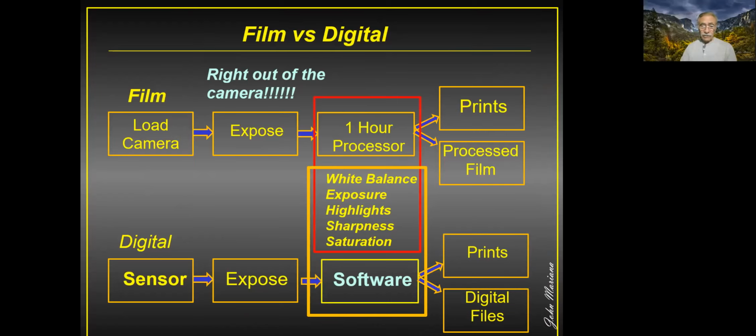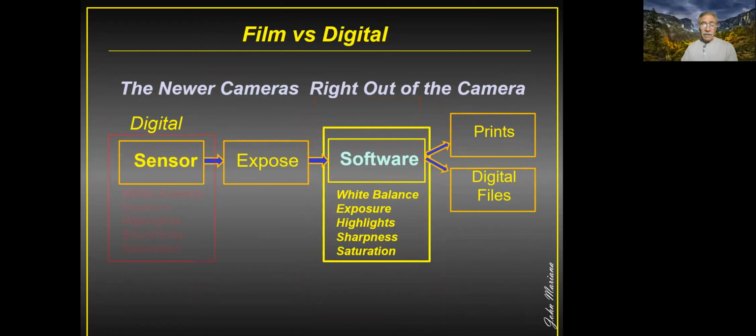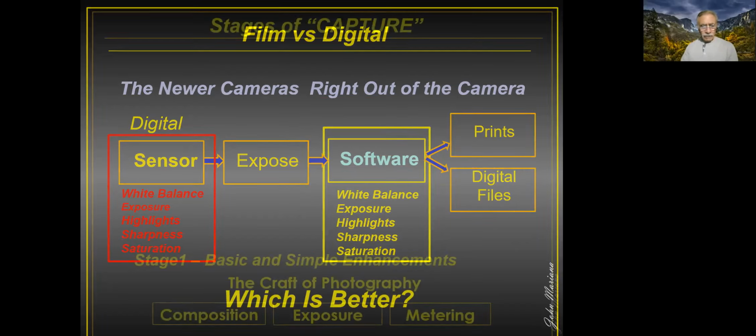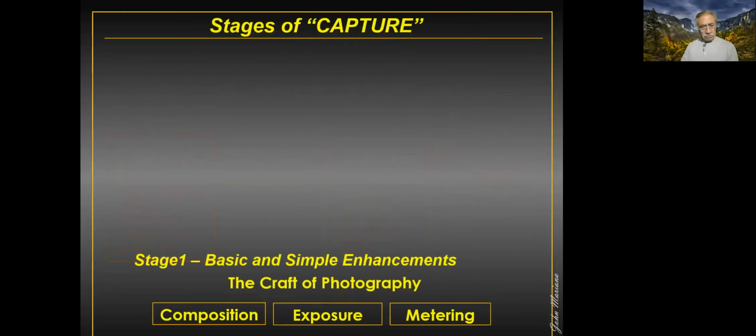And the newer cameras, right out of the camera, is amazing. There are features now in some of the newer cameras that are not only white balance and exposure, but highlight, sharpness, saturation, multiple image compression, all kinds of things. So which is better? Well, that's a personal thing. For me, I want the best pixels. So I don't want the camera doing a lot of things for me. I want to do that after the fact.